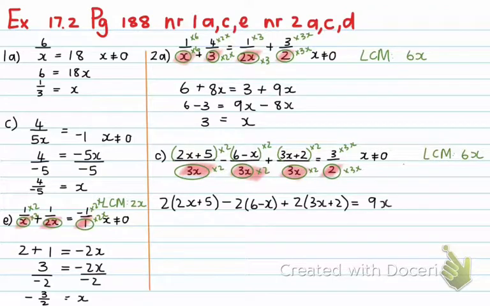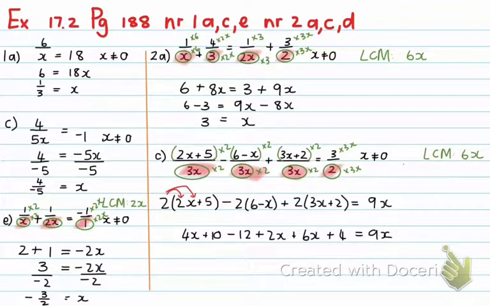And now, guys, I simply have to multiply the 2 in with each term that's inside the bracket. You know that already. Okay? So 2 times 2x is 4x. 2 times 5 is 10. Now it's a negative 2 times 6, which is negative 12, and a negative 2 times negative x, which is a positive 2x. Then 2x times 3x is a positive 6x, and 2 times 2 is 4, and on the right hand side we have a 9x.